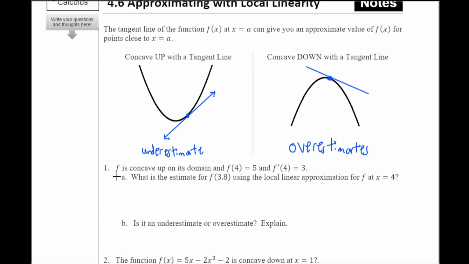So let's do an example problem. F is concave up on its domain and f of 4 is equal to 5 and f prime of 4 is equal to 3. What is the estimate for f of 3.8 using the local linear approximation for f at x equal to 4? What we want to do is use this information to get the equation of the tangent line. So y minus 5 is equal to 3 times parentheses x minus 4.